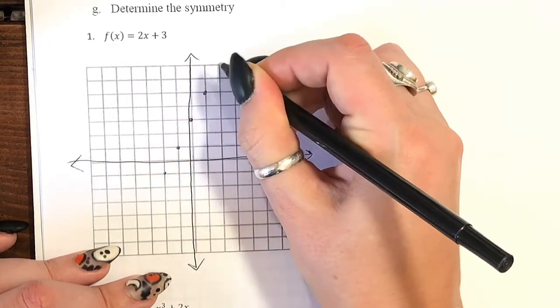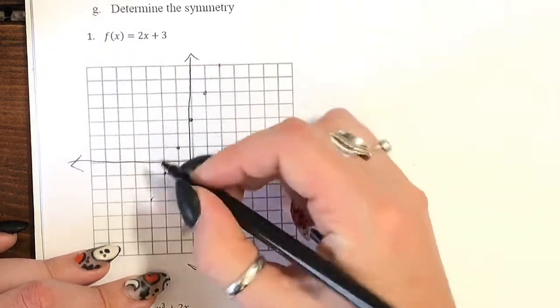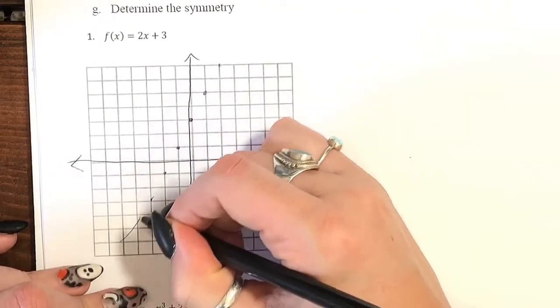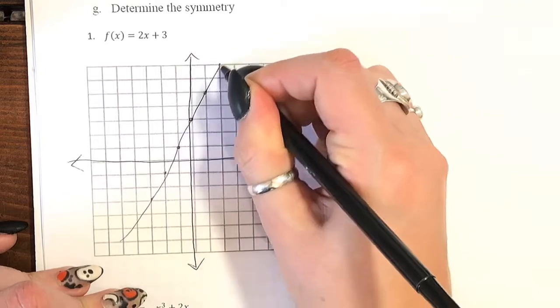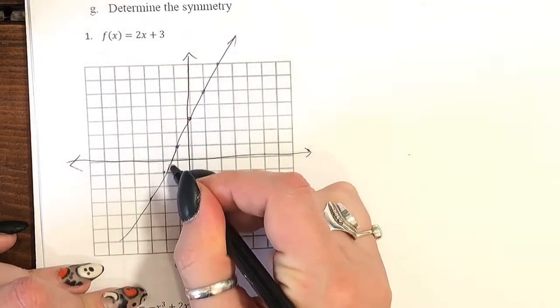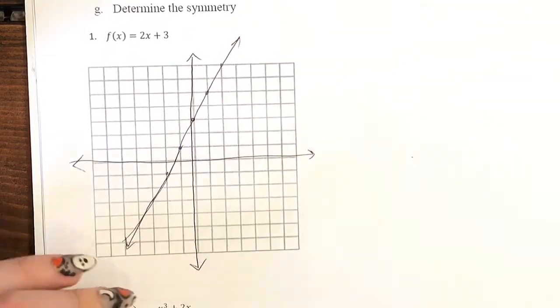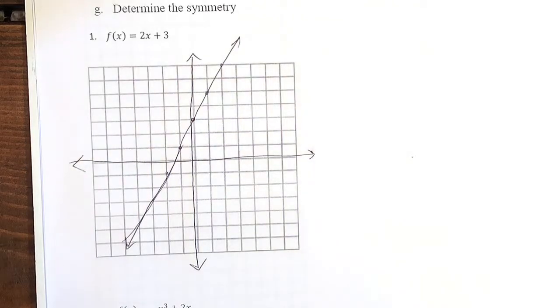So I'll just get a couple points here. And then again, here's the trick, is making a straight line. Wow, that was really bad. Okay, let's see if I can fix that bottom. Okay, so there's our graph. So there's our part A.